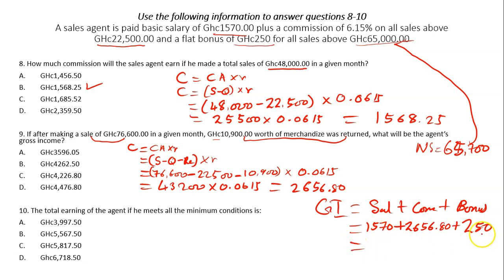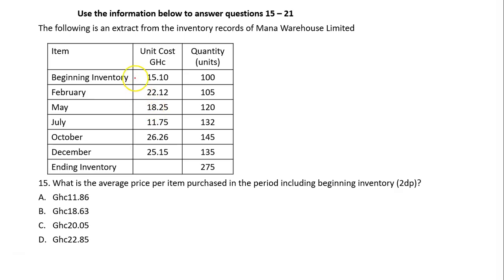So let's add everything together. Now when we add everything together, we'll get 4,476.80 Ghana cedis. So the correct answer for question 9 is 4,476.80, which is D.